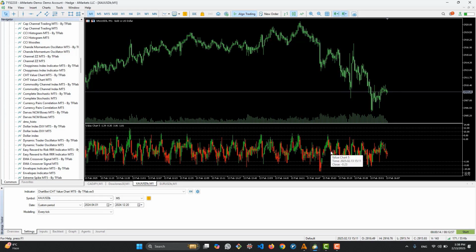We will test them live and see this indicator on the MetaTrader 5 platform.